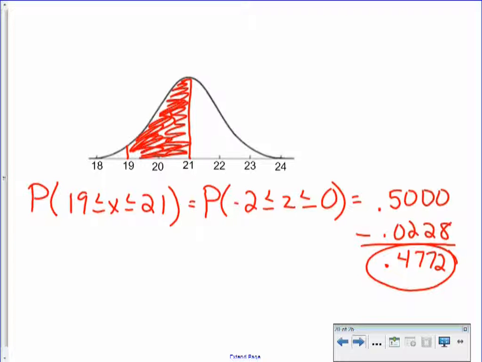Last question. Would it be unusual for an egg to hatch in less than 18 days? Well, we have a similar situation to earlier where the area for less than 18 would be extremely small. So that is definitely an unusual situation.